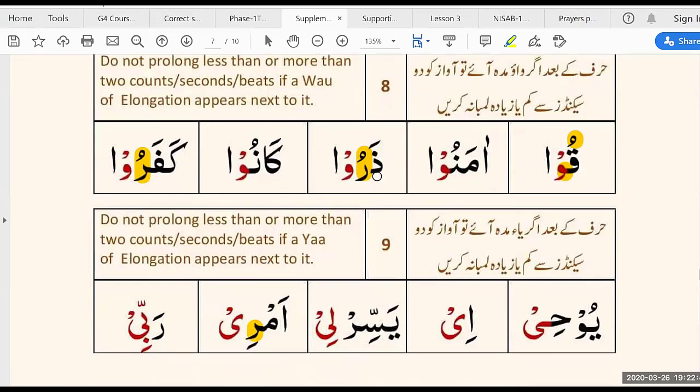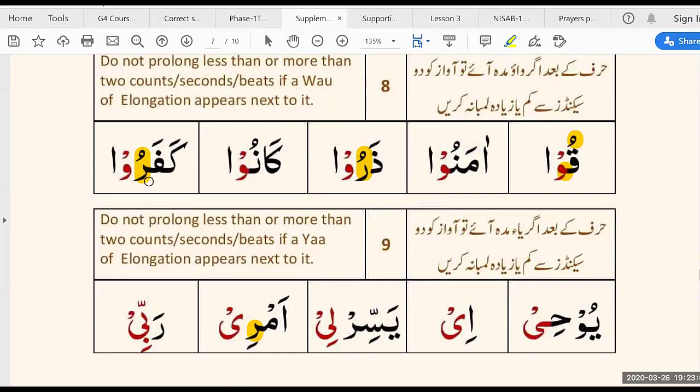So instead of zaru, zaru. Kafaru. Is it? Or not? Jazakillah. L207. Jazakallah.